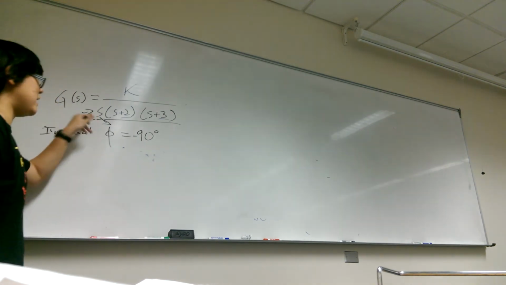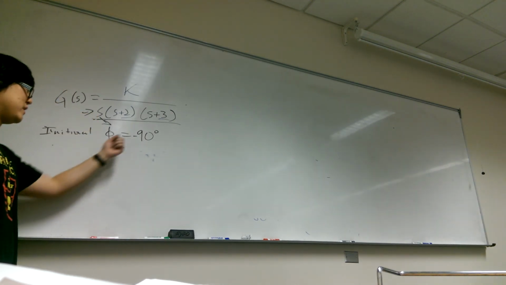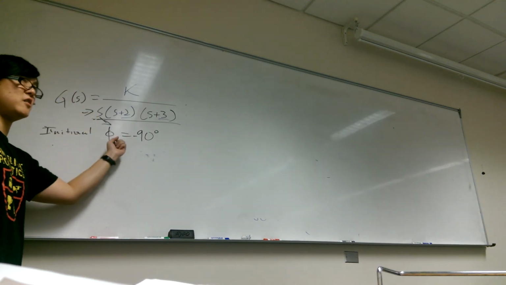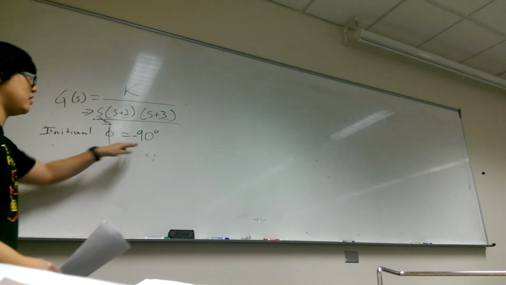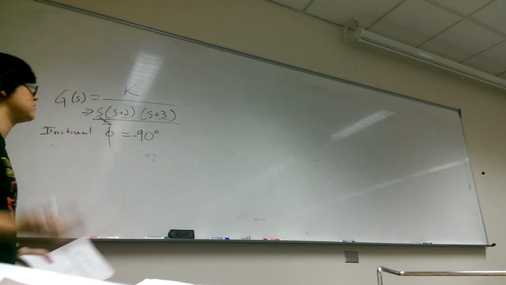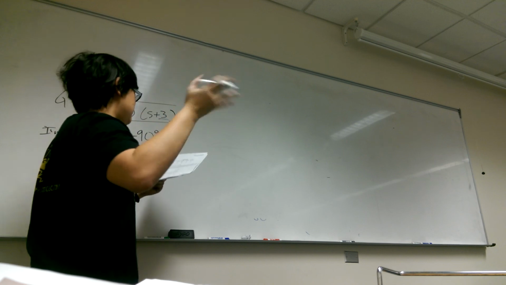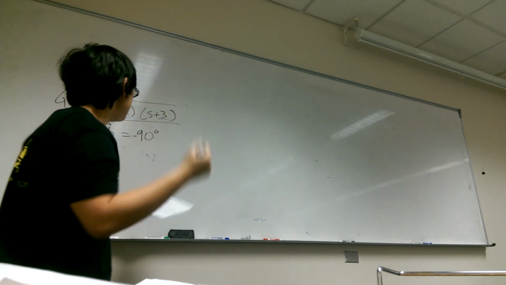So we don't worry about the poles and zeros at the origin because we know they have starting effects. They affect the start of the system, so we don't care about that. All we care about is the non-zero poles and zeros, or non-origin poles and zeros. So we have 2 and 3.